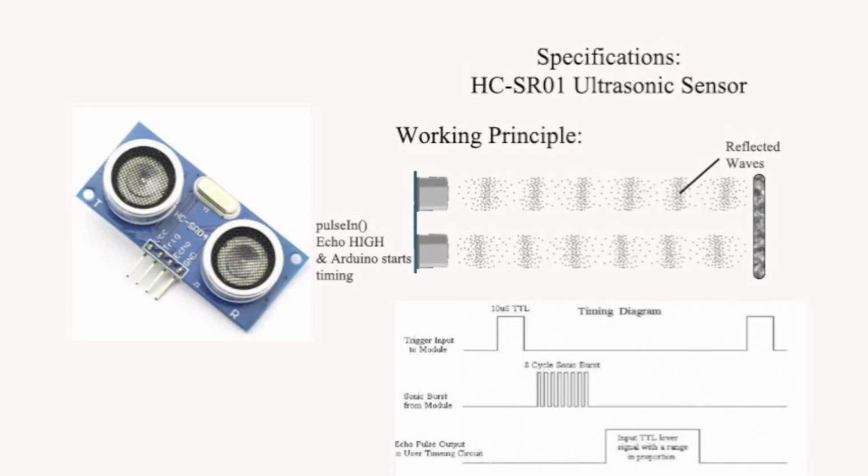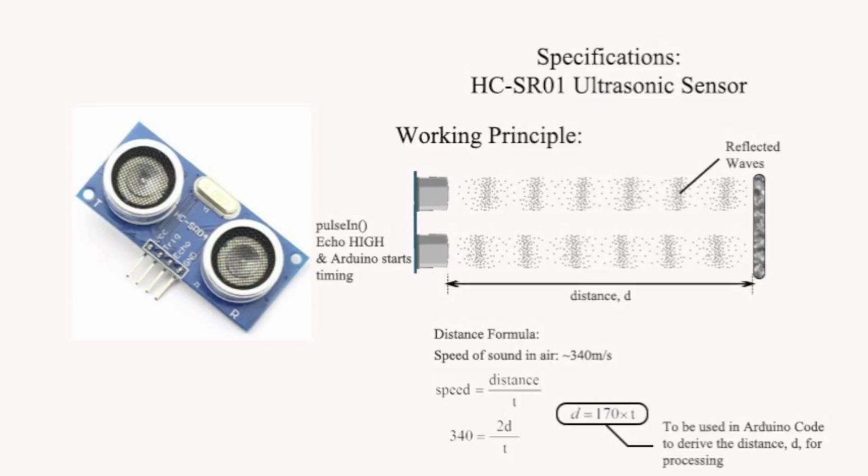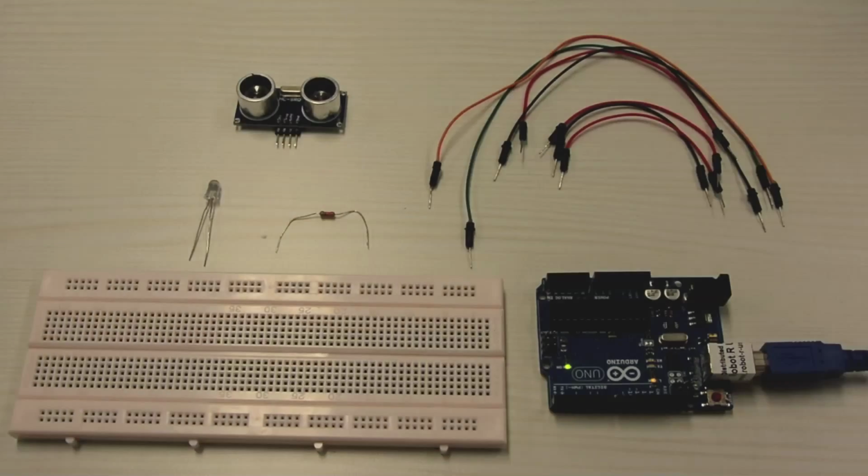By timing how long it takes for the echo pin to turn low, we are actually measuring the time taken for the wave to travel to the object and back. Note that the distance traveled is 2D and not D. We then use the normal speed formula to calculate the distance of the object from the sensor. Now, let's set up the circuit.